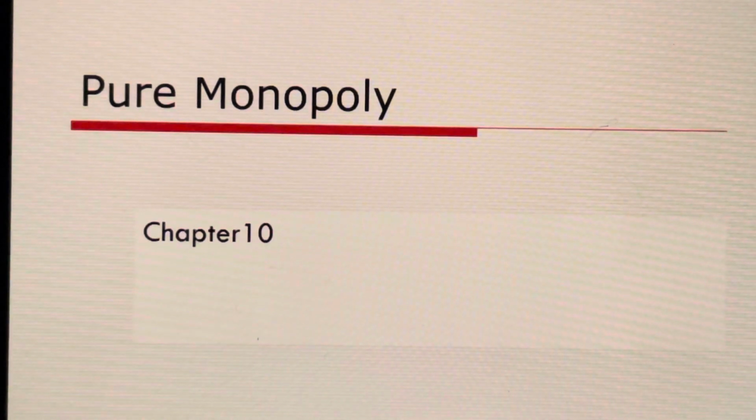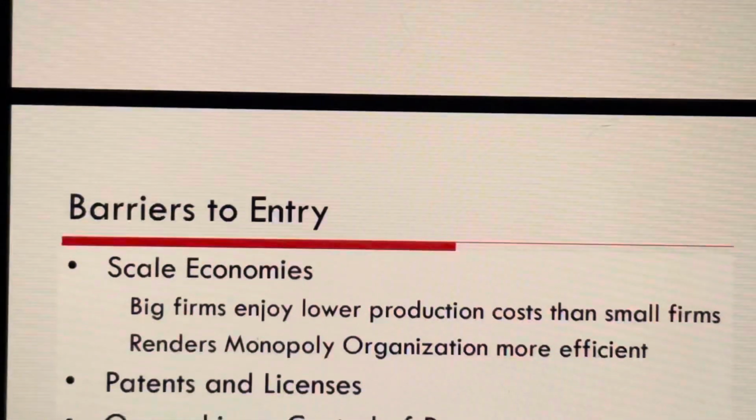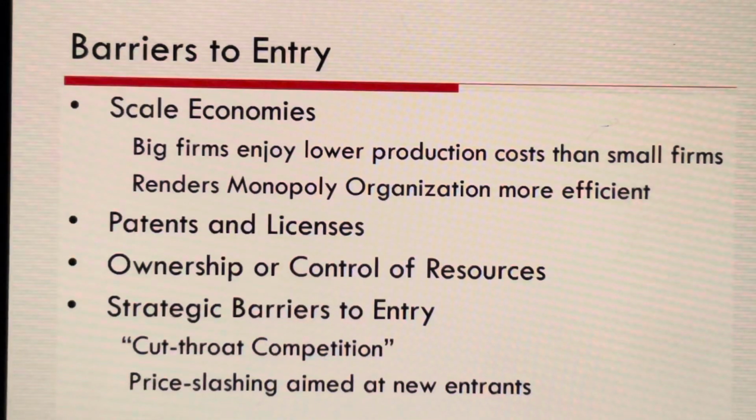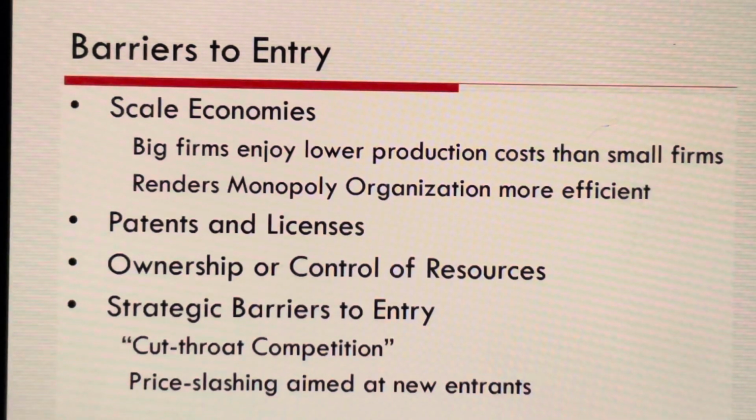We can discuss the pure monopoly as chapter number 10. Initially, we can discuss the barriers to entry. Mostly, in the markets, economies of scale mean big firms enjoy lower product cost than small firms, which renders monopoly organizations more efficient. Point number two, patents and licenses are the most important as well.